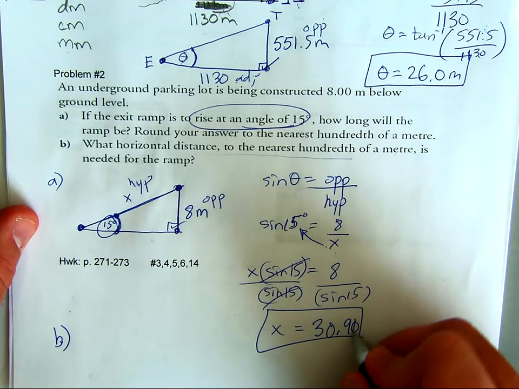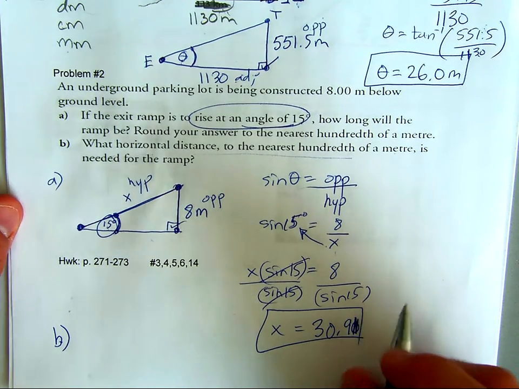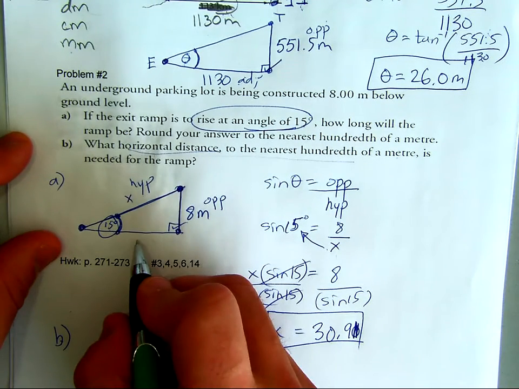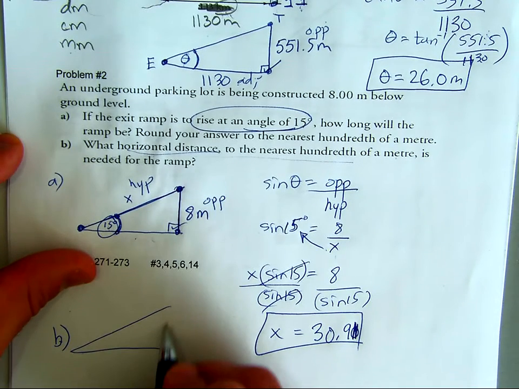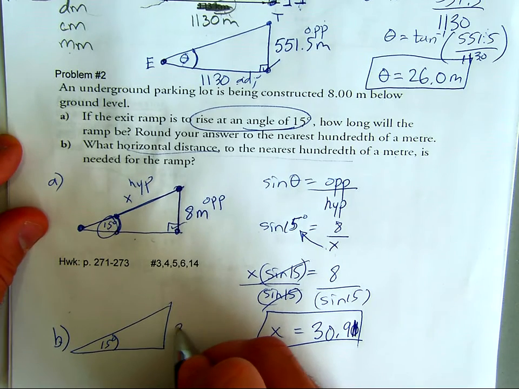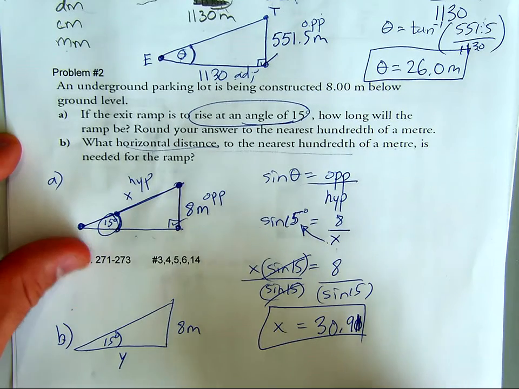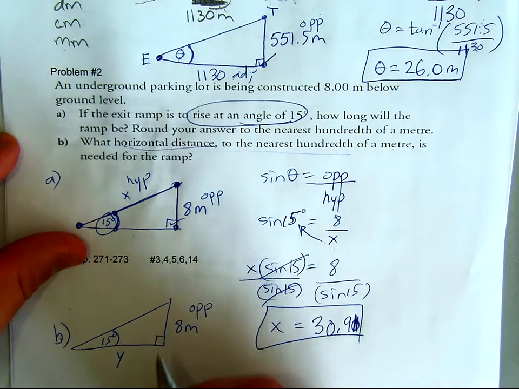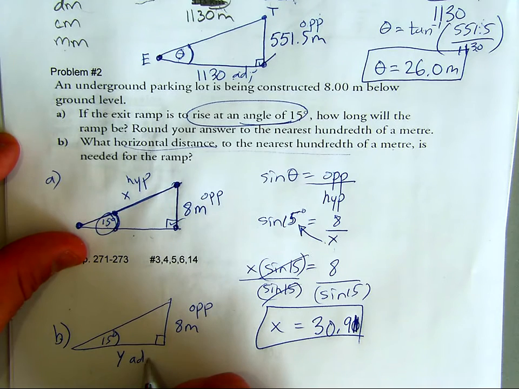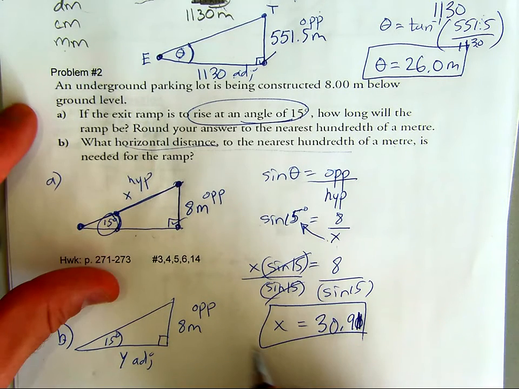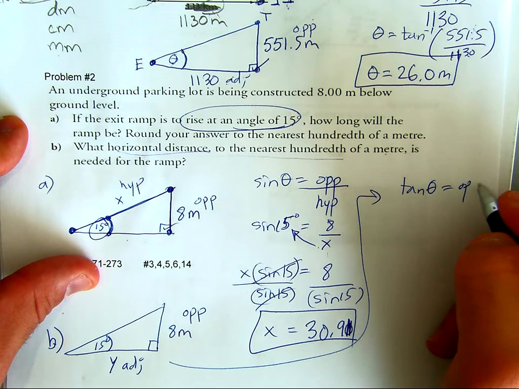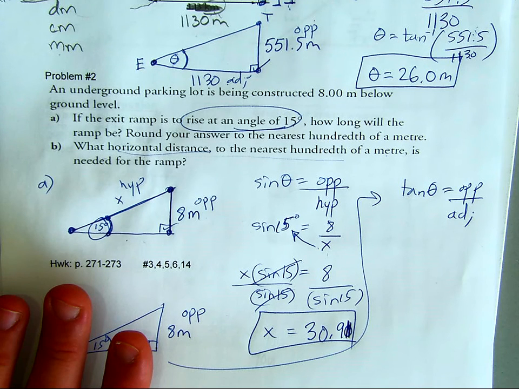And then B, it asks what is the horizontal distance to the nearest hundredth of a meter. Sorry, so this was 30.91. To the nearest hundredth of a meter, what is the horizontal distance needed for the ramp? So it's asking us now, what is this? So I'm going to redraw this triangle where this is 15 degrees, this is 8 meters, and it's asking us for this, let's say y. Now, according to this triangle, you have to remember that this is opposite, this is adjacent. And what relates opposite and adjacent? Tan. So if you want to do this problem here, you're going to use tan theta is equal to opposite over adjacent.